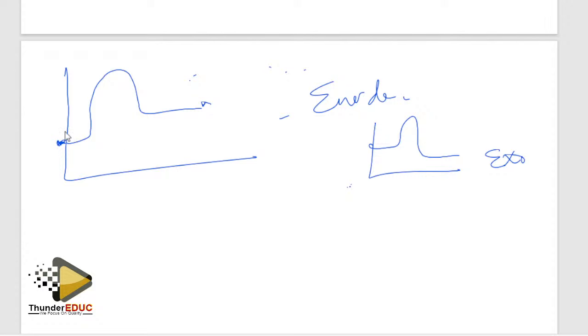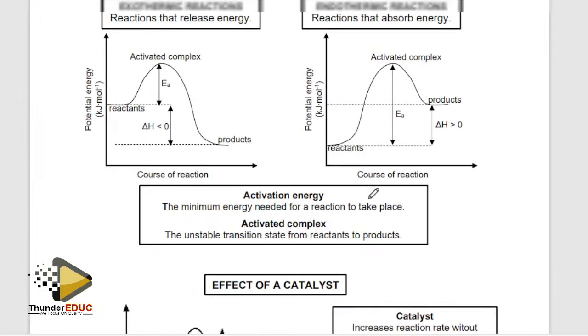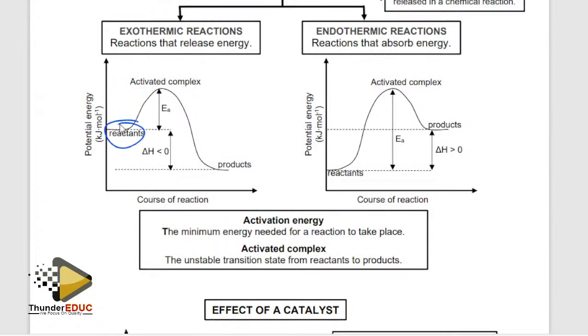Now, if this is A and then this is B, what is the... Let me just use this so that I don't waste time. Yeah, if this is a reactant and this is the product, then from top to bottom is exothermic, from bottom to top is endothermic. Yeah, they talked about it here.